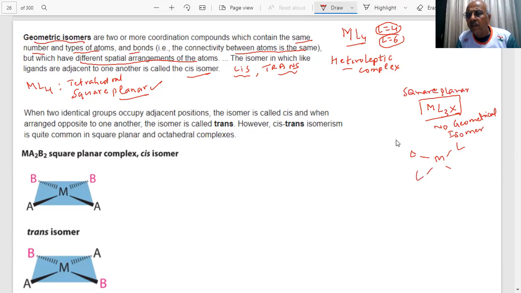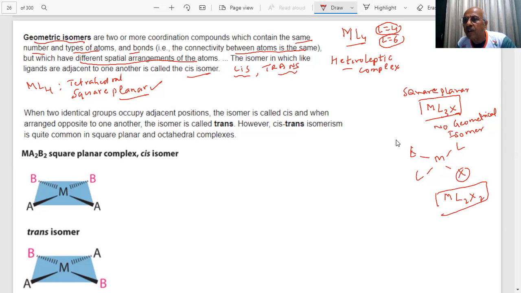If I put 3L anywhere and you put X, how does it matter? You can put X anywhere. They are the same compounds. The relative position is not changing, students. X put here, here, here, it makes no difference. No geometrical isomer. But when I say ML2X2, students, now there will be two isomers.